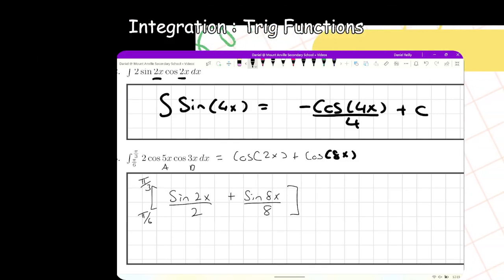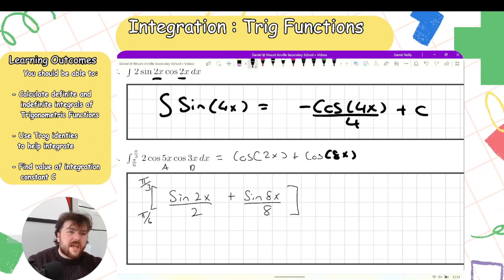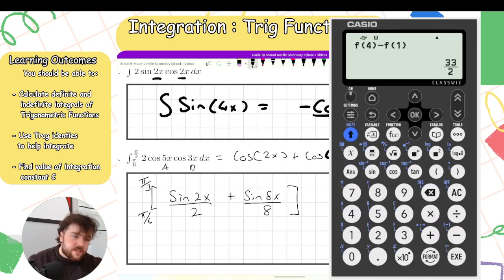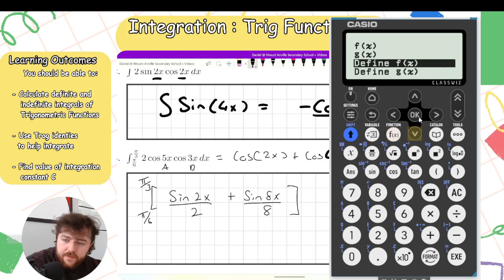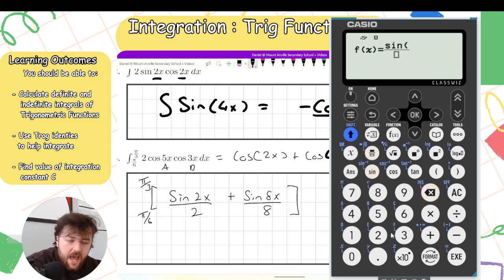As I was saying, I could use my calculator for this one if you weren't too bothered. So let me define my function here. My function is sine 2x over 2 plus sine 8x, close the bracket there, all over 8.